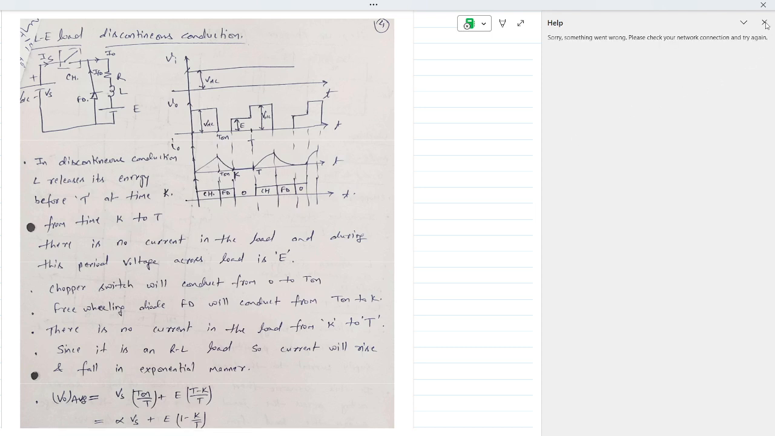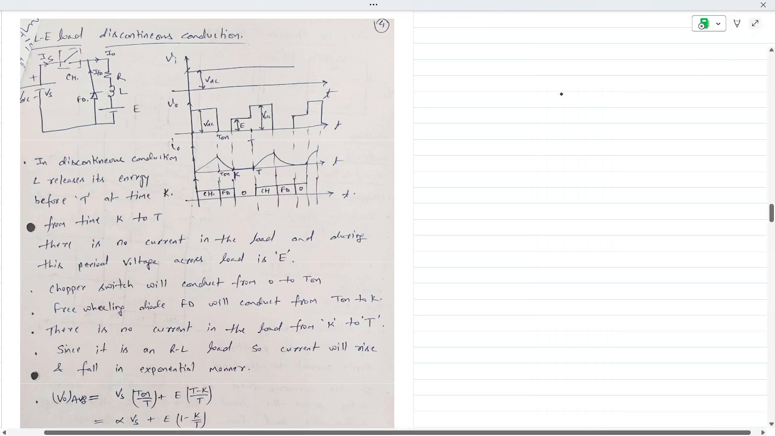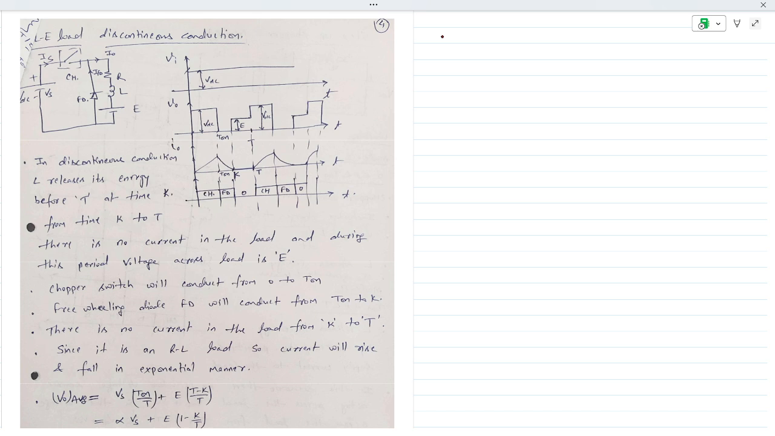So again, I welcome you all in this video. In this video, we will see the second case of the step-down chopper with RLE load. The load is RLE, but here the conduction in the output current is discontinuous. So this is very interesting.